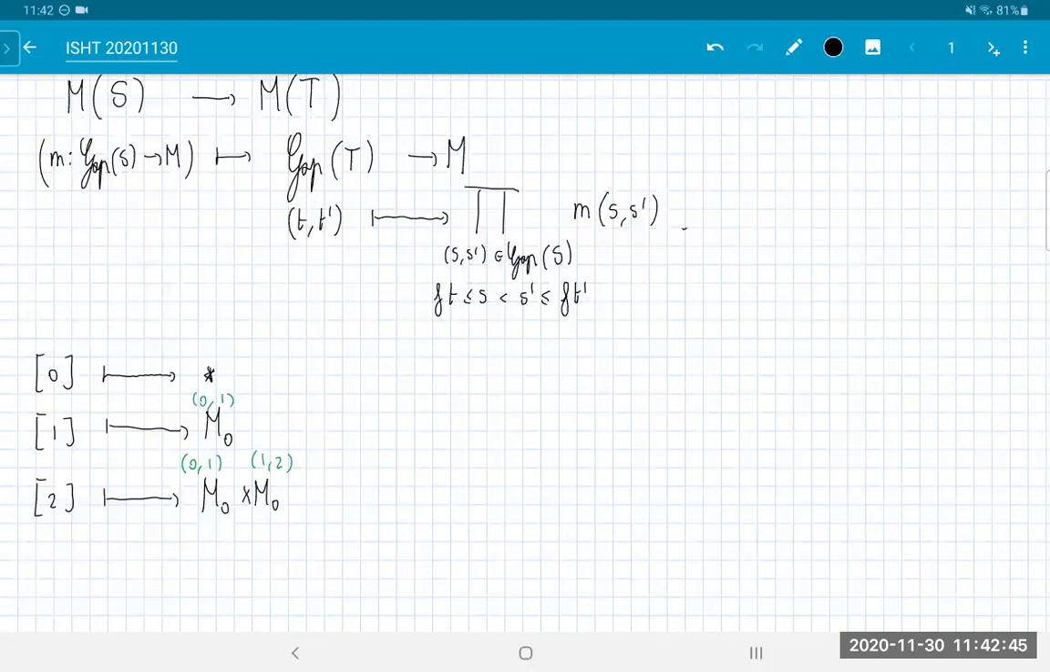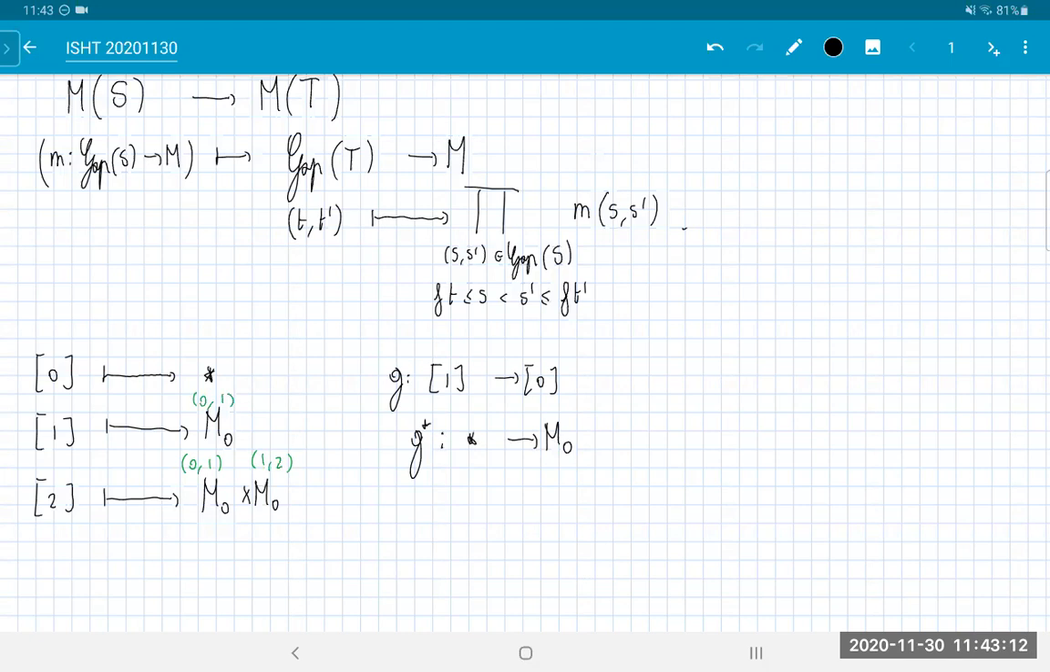So for example, you have a map. I'm going to write maps in delta, but remember that we are going to pull back things. I have a map from 1 to 0. And this gives you a map from G upper star from one point object to M0. This is sending this one point object to the empty product of elements in M0. So G upper star is one. It's the map that I called one, just the inclusion of the one element.